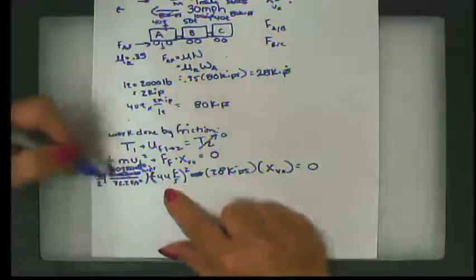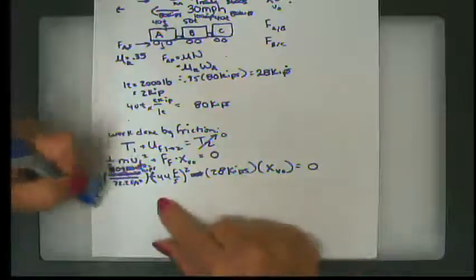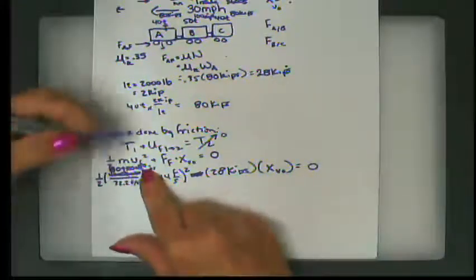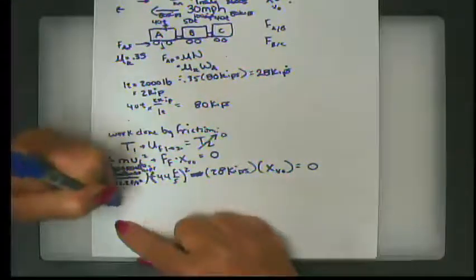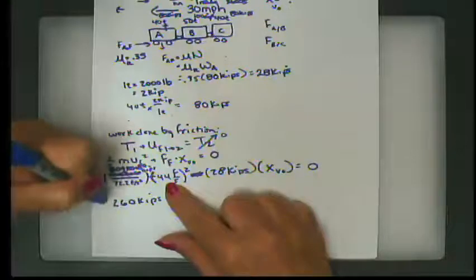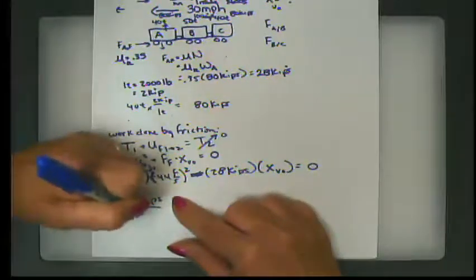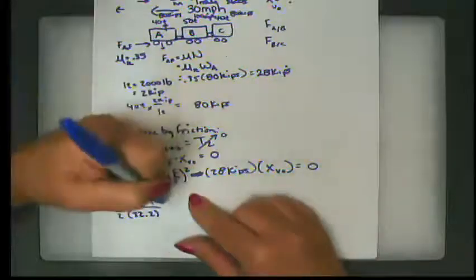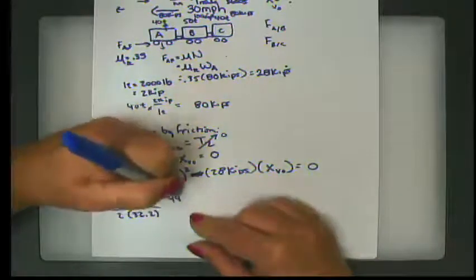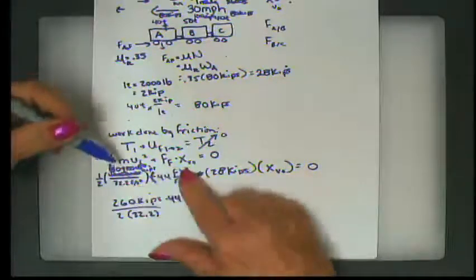All right, so if I do that, though, I have kips and kips. I'll go ahead and just work out the units a little bit here. If I take 100 plus 160, that's 260 kips. Then that's over 2 times 32.2, and then 44 squared in the top. All right, and then my units here, I have kips times feet.